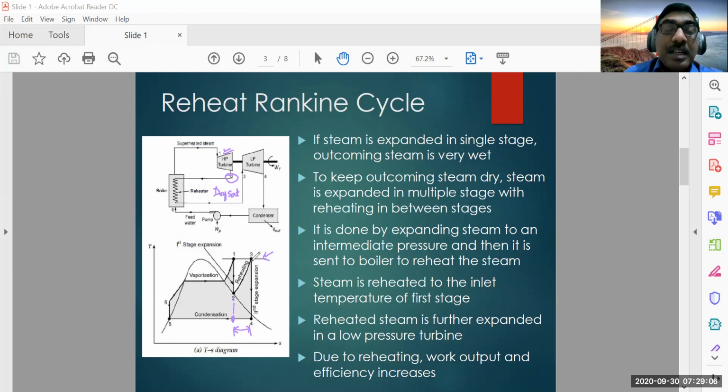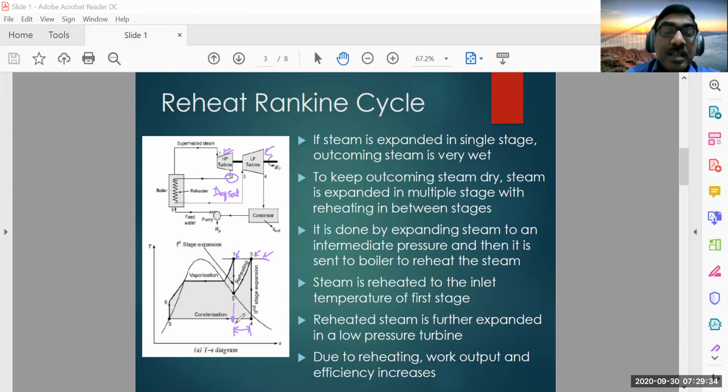And the reheating will be done till the temperature of the steam reaches the inlet temperature of the high pressure turbine. This temperature and this temperature both are the same. And from there, again, the expansion will take place in a low pressure turbine. LP turbine means low pressure turbine. And the steam will be expanded from 3 to 4 in the low pressure turbine.